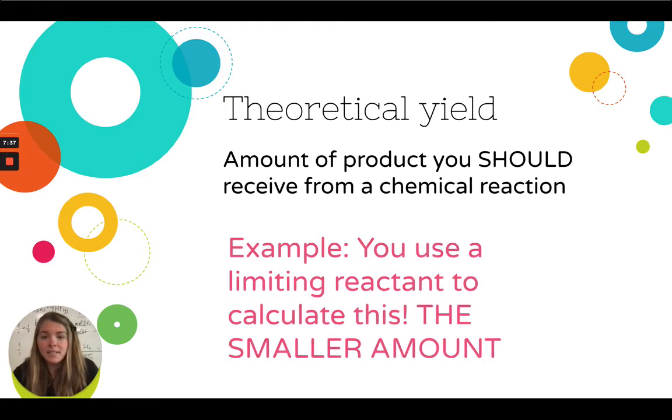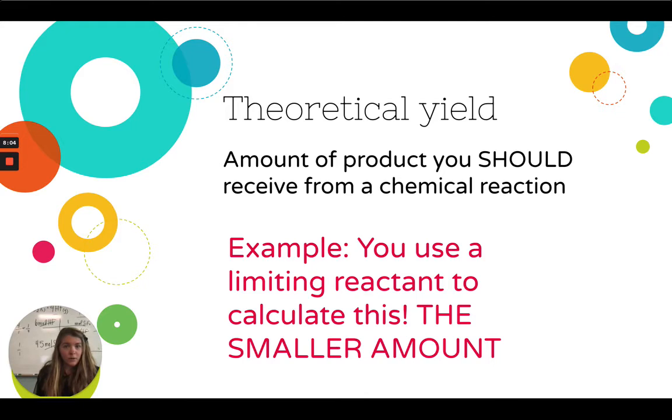Whereas the opposite of that is an actual yield. So for example, when finding a theoretical yield, you use the limiting reactant to calculate this, okay? So the smaller amount. When you're finding a theoretical yield, you would do this like in a lab setting. You do the experiment, but before you do that, you calculate how much you should create. And you're going to base how much you should create on the limiting reactant.